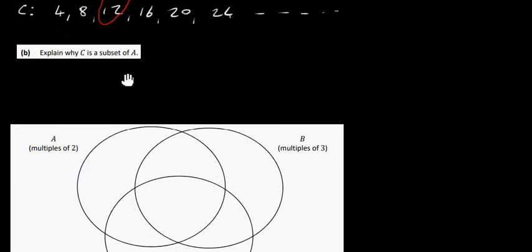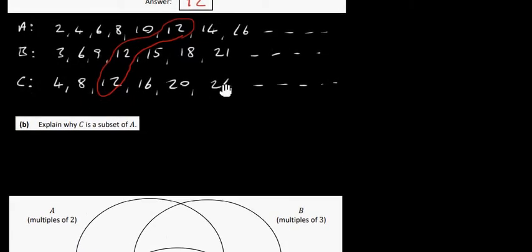Let's have a look at part B. Explain why C is a subset of A. Why is set C here a subset of A? Well, you can see that it is, at least in the numbers that we've drawn out here. So 4 is in A, 8 is in A, 12 is in A, 16 is in A, 20 and 24 and so on. They will always be also in A.